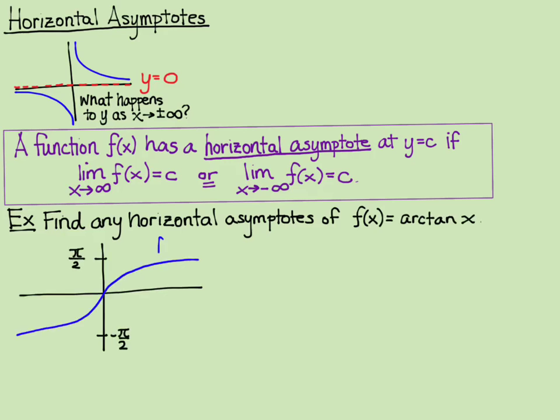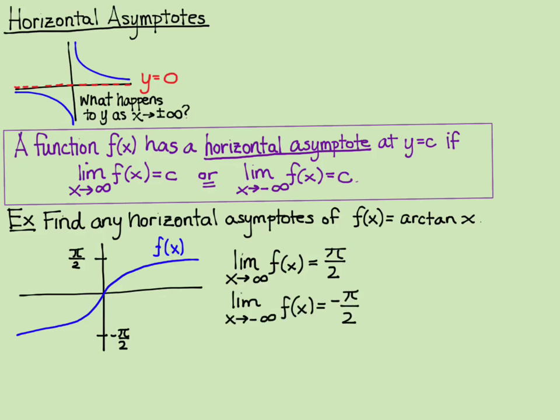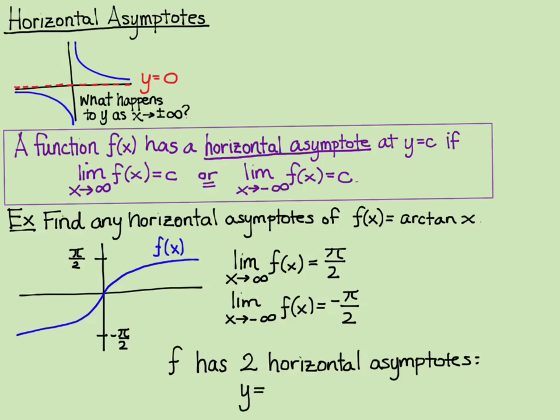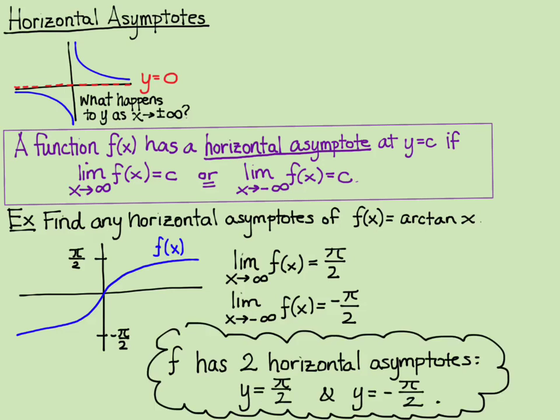The graph of arctangent of x is shown below, and we can see that the limit as x goes to infinity of f of x is pi over 2, and the limit as x goes to negative infinity of f of x equals negative pi over 2. So f has two horizontal asymptotes. One is y equals pi over 2, and the other is y equals negative pi over 2.